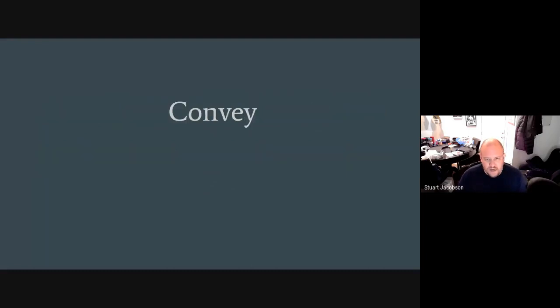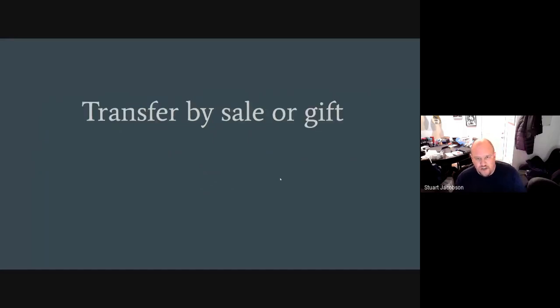Convey. Transfer by sale or gift. I'm conveying real estate to you. Conveying real estate to you is by sale or gift. This is different than devise. I don't know if I have devise in this chapter. Devise, with a V, is to will real estate. When you die testate, meaning that you have a will, you will be devising the real estate. When you convey it, this is transferring it by sale or by gift.